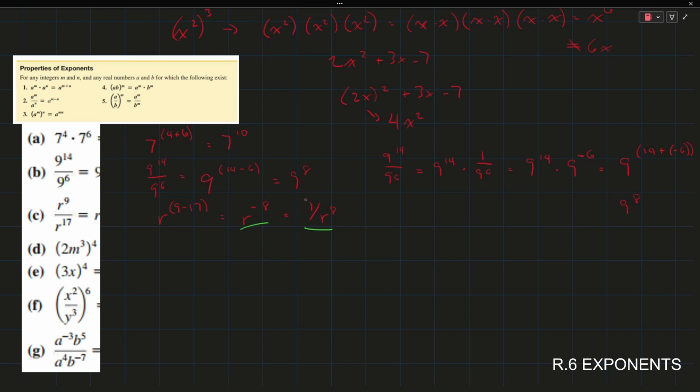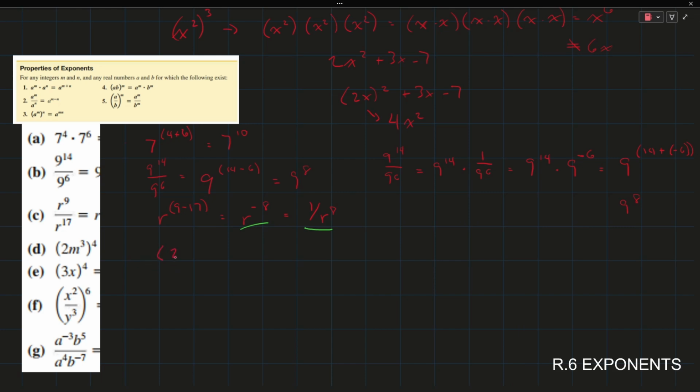In terms of the MyLabs, just keep in mind when you're answering questions, if it says write your answer using only positive exponents, you would have to write it like the solution on the right, the 1 over r to the 8th. So you guys are all super smart, so you know that.